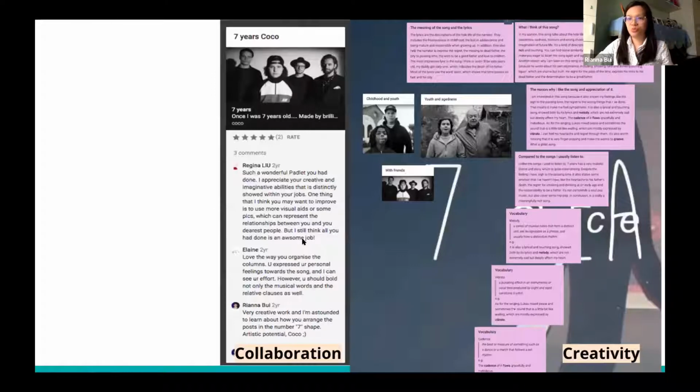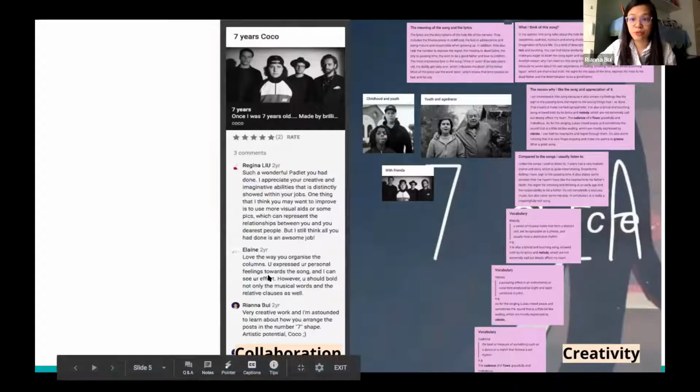From this work and also the peer assessment, I can see that students are building rapport and relationships amongst each other. I assign them to peer review randomly. So they can read others' work, but they can also compare their own interpretations of this song with another student's. They might choose the same song, but you can see different posters, different representations of understanding. So this demonstrates collaboration.